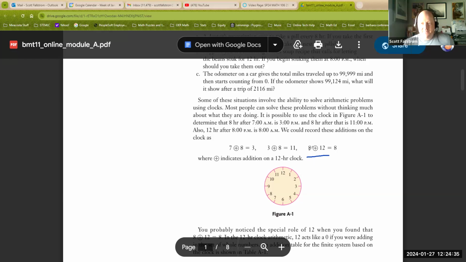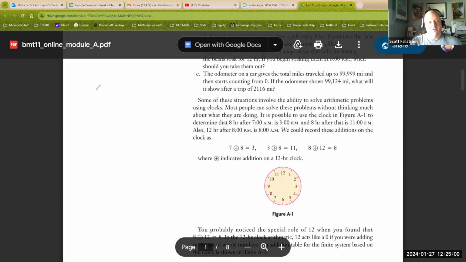If it's 8 p.m. and I add 12 hours, guess what? It's still 8 o'clock. It's just from a.m. to p.m. We're not indicating a.m. and p.m. because most clocks like this do not indicate that. So we just think of it going around in a circle. Yes, if you were in the military, you might have a 24-hour clock. That's possible, but we're going to stick here with a 12 clock.